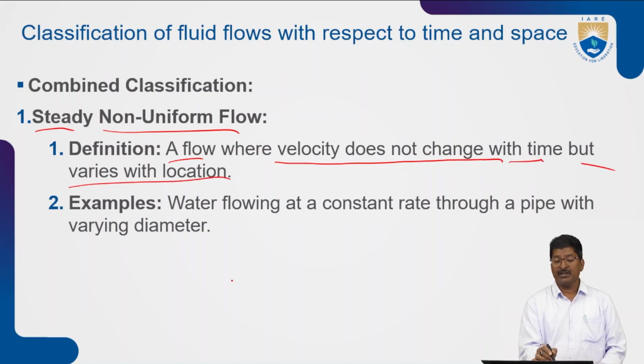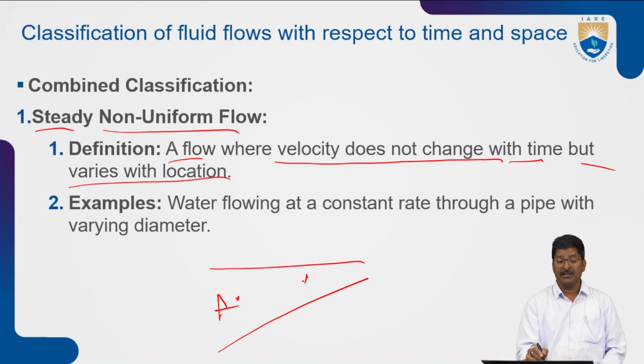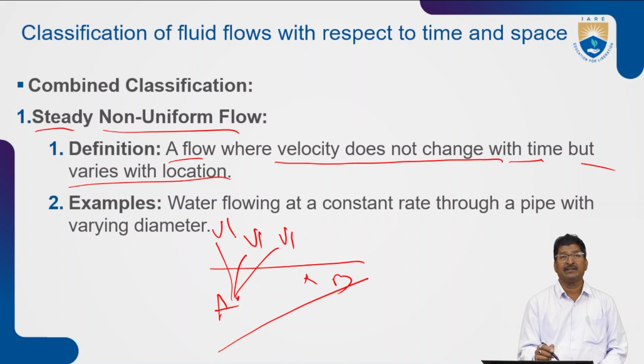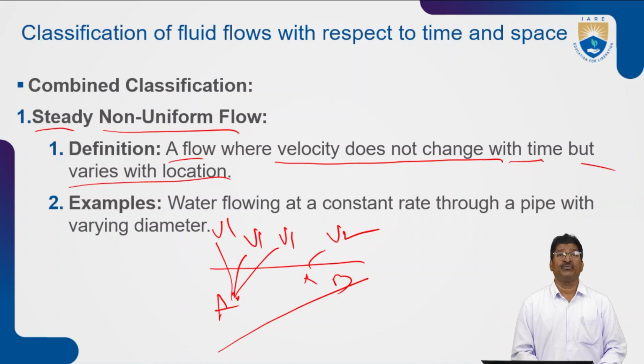So that means if you take a pipe with this particular point A and this point B, the velocity at A is not changing. Afterwards also V1, yesterday also V1, like that. Same velocity at a particular location, that is a steady flow. But velocity at B is different, V2. Because velocities are different at different locations, that is called non-uniform flow. So that is called steady non-uniform flow.